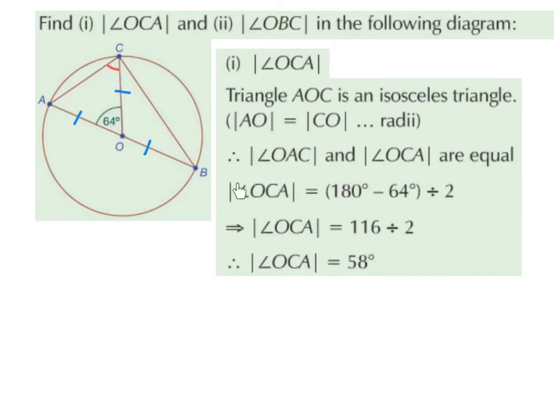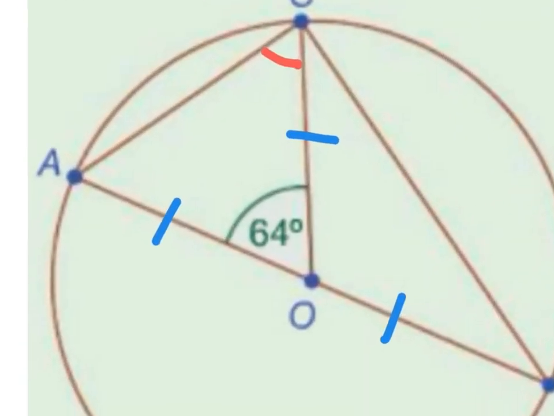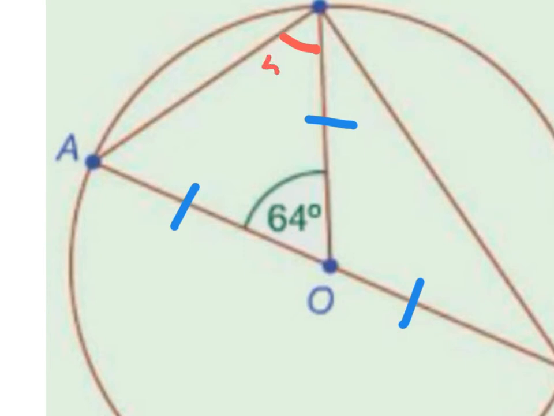So therefore, angle OCA, the one that we're looking for here, is going to be 180 minus 64 divided by 2. So 180 minus 64 is 116, and 116 divided by 2 is 58 degrees. And we have 58 degrees, and this angle is also 58 degrees, but we weren't actually asked for that angle.